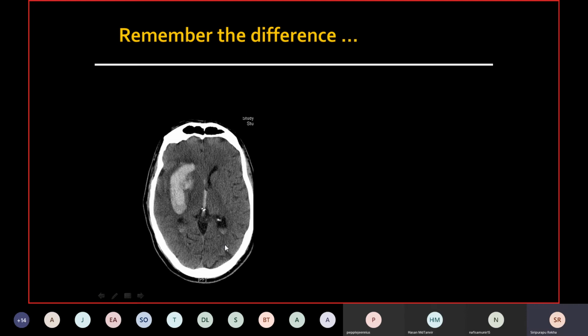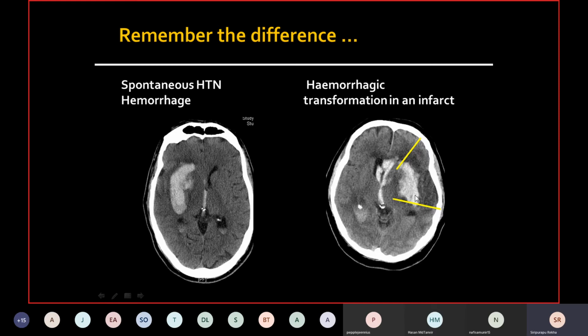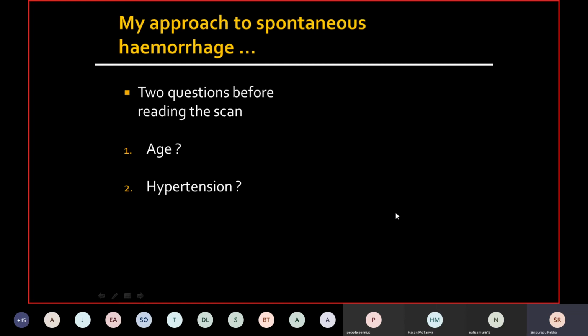But please do remember the difference between spontaneous hemorrhage, which occurs because of a rupture of a small penetrating vessel, as in here, versus hemorrhagic transformation in an infarct, wherein you have an infarct to begin with, and either because of spontaneous reperfusion and a leaky bed, or because of treatment, as in thrombolysis, we see a hemorrhagic transformation in an infarct. So these are different entities, and it's important not to confuse spontaneous hemorrhage with hemorrhagic transformation in an infarct. So what is my approach to spontaneous hemorrhage?